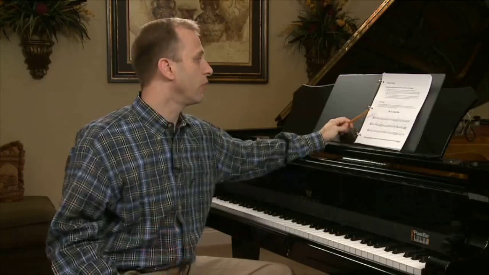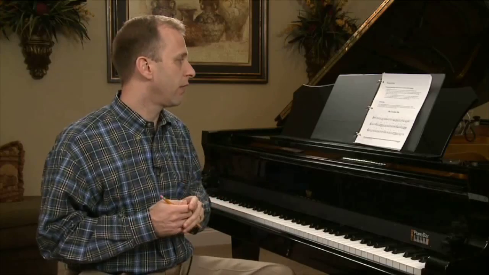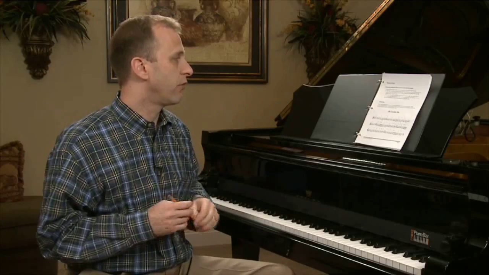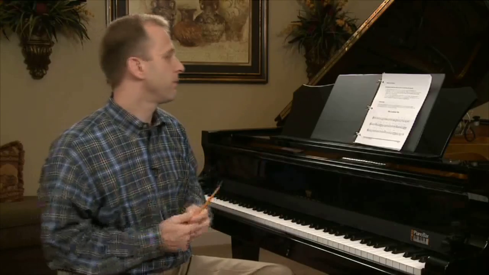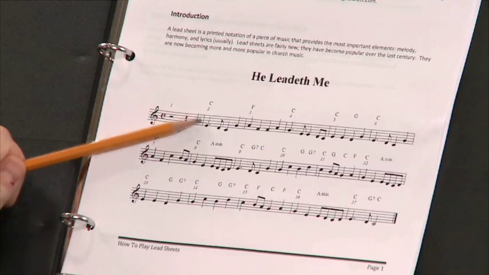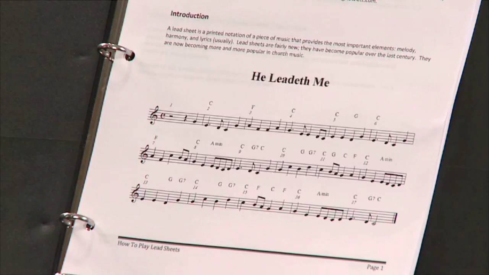Sometimes a lead sheet will have lyrics. It's very common that you'll see lyrics written underneath the melody notes. For the purpose of what we're doing, we don't care about the lyrics. This isn't a singing class, so we don't care. And I did not put lyrics in the lead sheets that are in this course. They would just get in the way. All you need to play a lead sheet is melody note and the chord, and that's it.